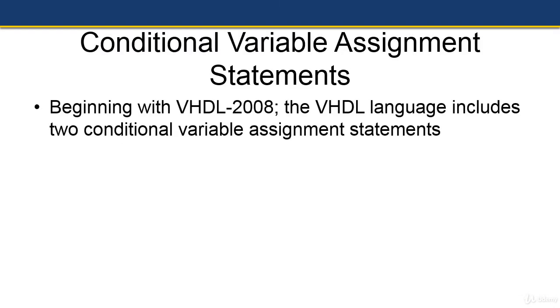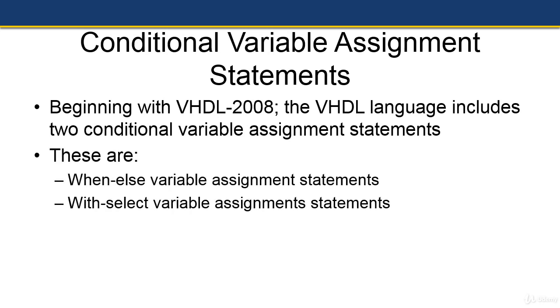Beginning with VHDL 2008, the language includes two conditional variable assignment statements. These are the when else variable assignment and also the with select variable assignment, which we will see is of similar syntax to the concurrent statements, signal assignments, when else signal assignment, and with select signal assignment.